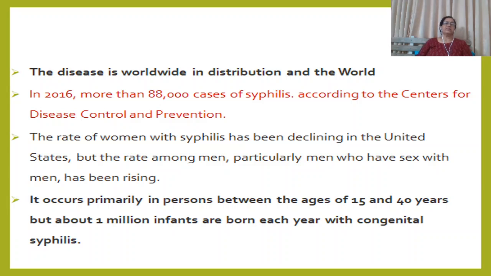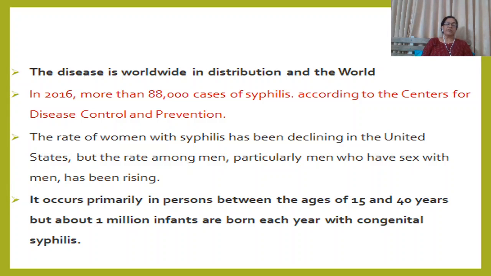This disease is worldwide in distribution, and in 2016 more than 88,000 cases of syphilis were observed according to the CDC, that is Centers for Disease Control and Prevention. The rate of women with syphilis has been declining in the United States, but the rate among men, particularly men who have sex with men, has been rising, that is homosexuals.